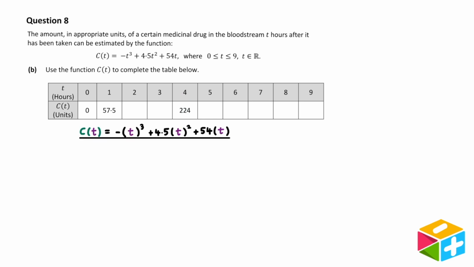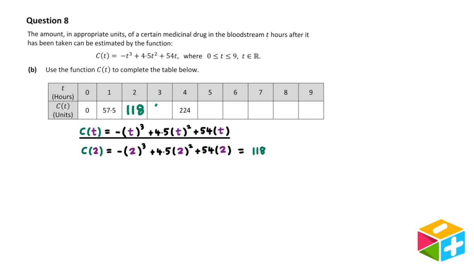Our function is that c of t is equal to minus t to the power of 3 plus 4.5t squared plus 54t. Our first blank is underneath t is equal to 2. To find this, we will sub in t equal to 2 into our formula. This gives us minus 2 to the power of 3 plus 4.5 times 2 squared plus 54 times 2. Doing this in our calculator gives us an answer of 118. So this is what we'll write into the box underneath the 2.